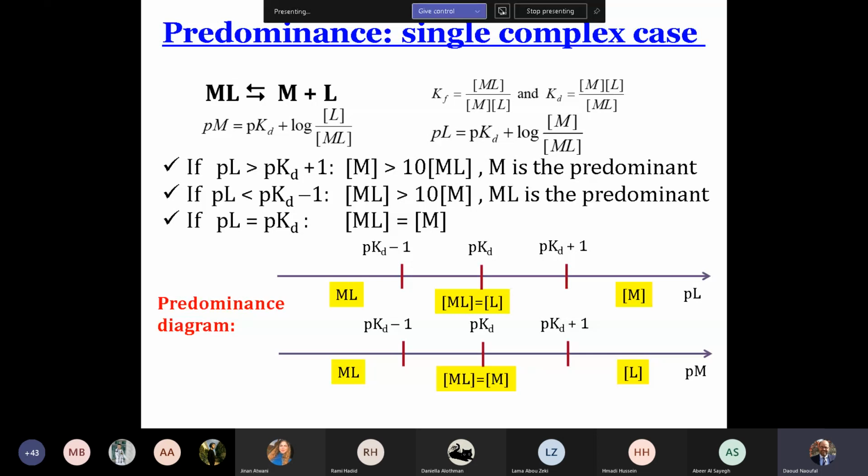So the domain of predominance of complexes, I will explain this in the third part.